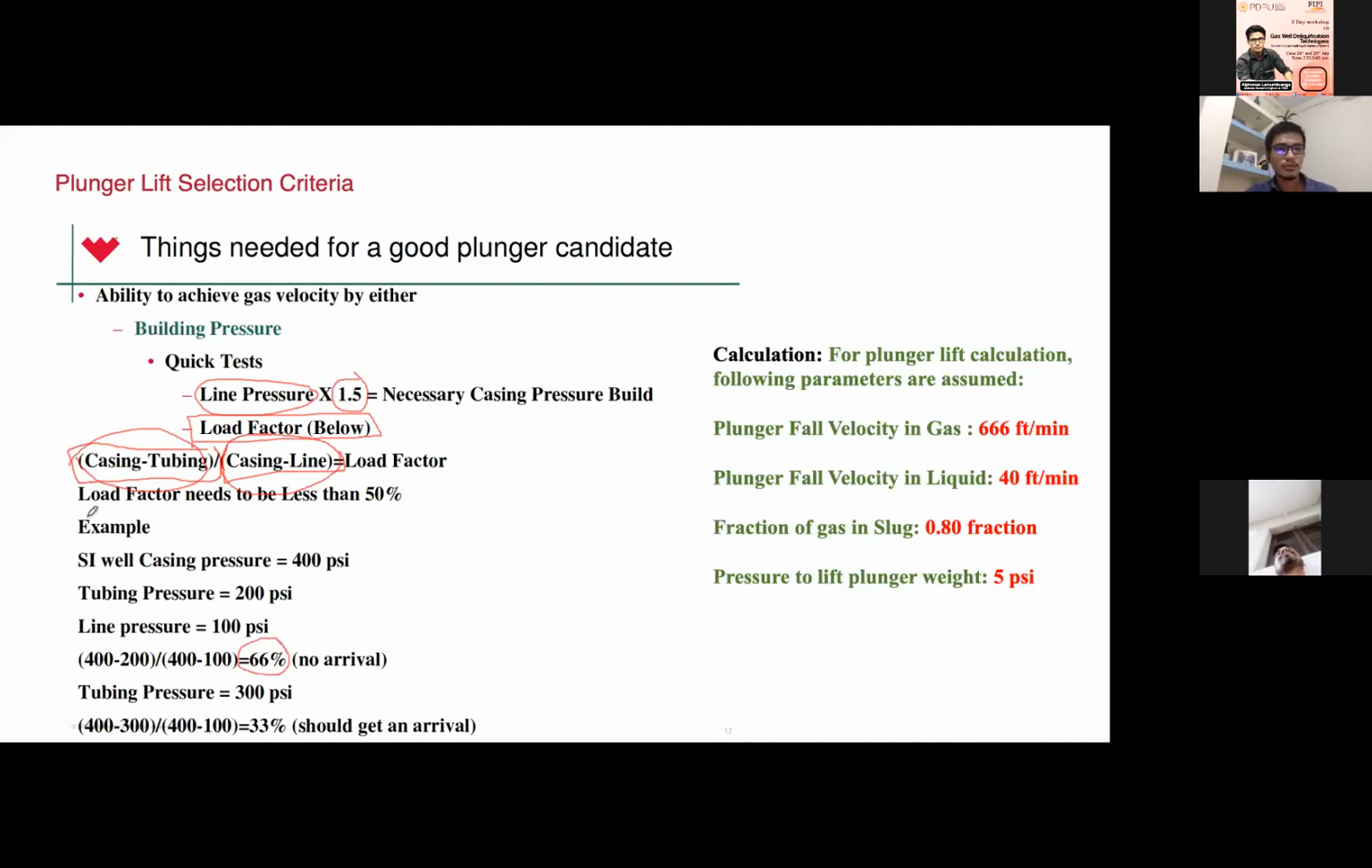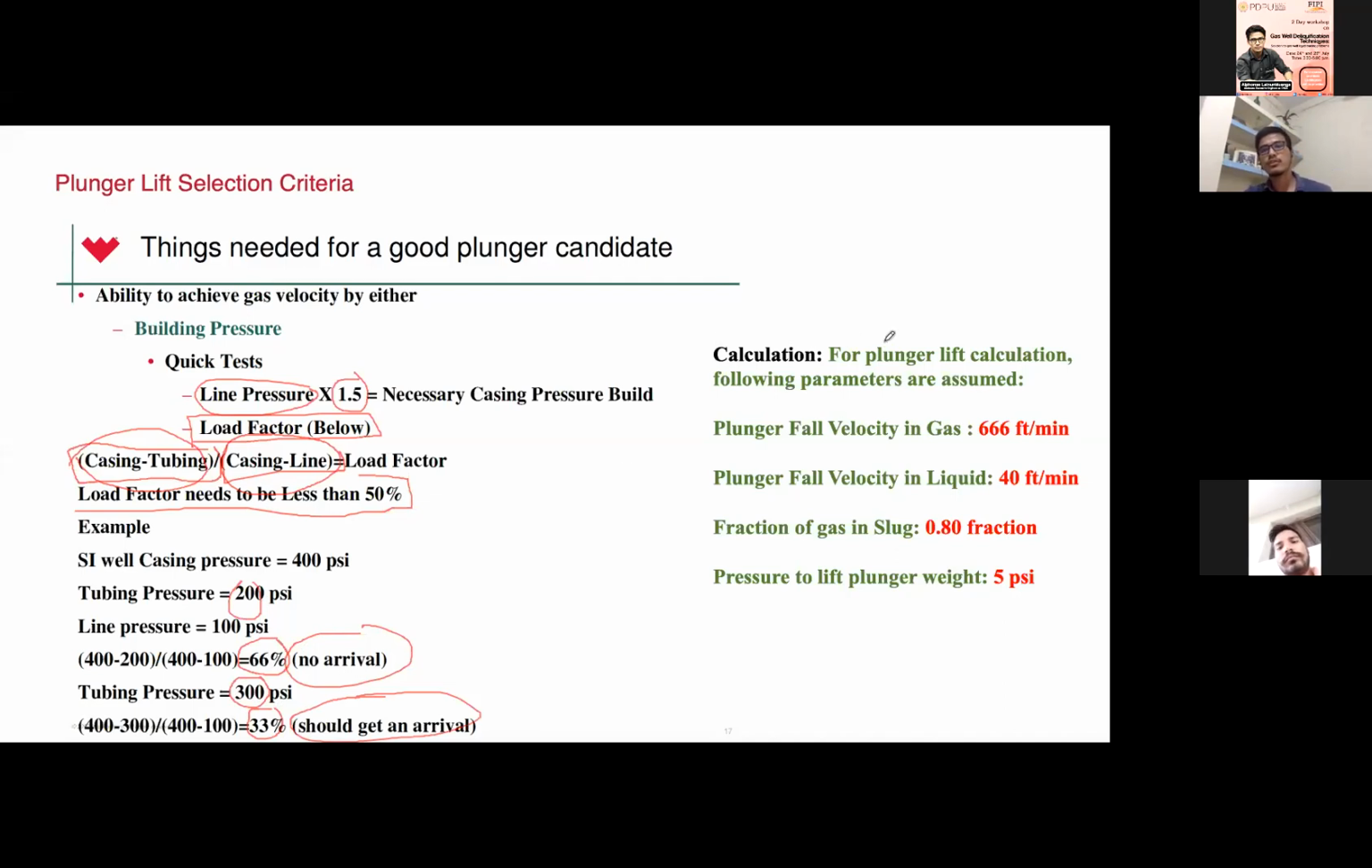This load factor should be less than 50%, but here you get a higher load factor, so your plunger will not reach the surface. Only when your tubing pressure increases from 200 to 300 and you get a 33% load factor will your plunger surface. That means your plunger will rise to the surface and to the lubricator.